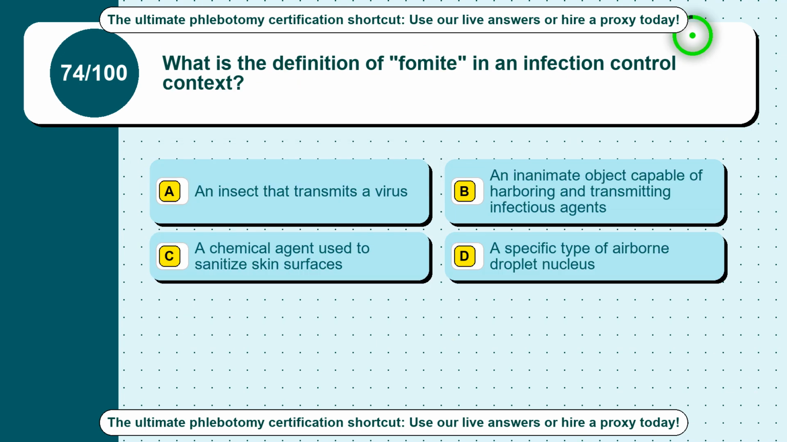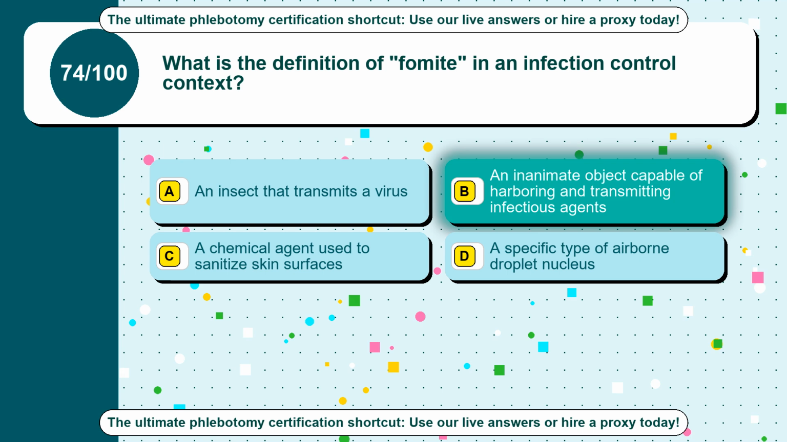Question 74. What is the definition of fomite in an infection control context? Option A, an insect that transmits a virus. Option B, an inanimate object capable of harboring and transmitting infectious agents. Option C, a chemical agent used to sanitize skin surfaces. Option D, a specific type of airborne droplet nucleus. The correct answer is option B, an inanimate object capable of harboring and transmitting infectious agents.